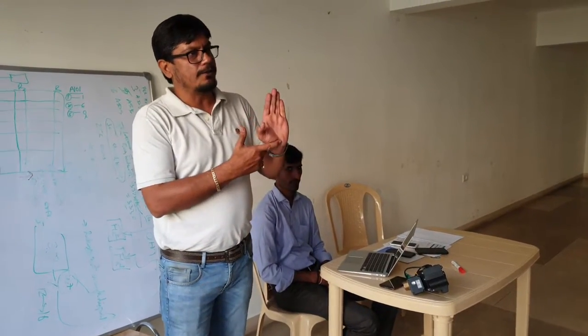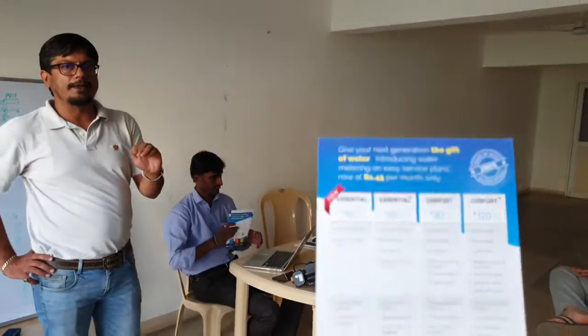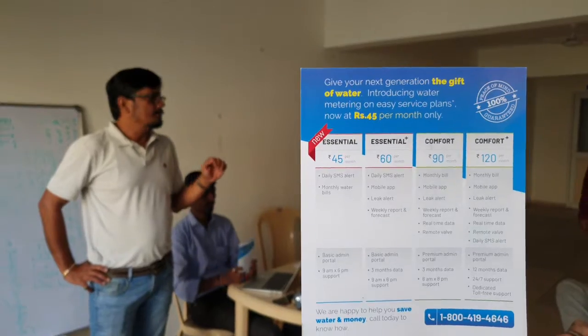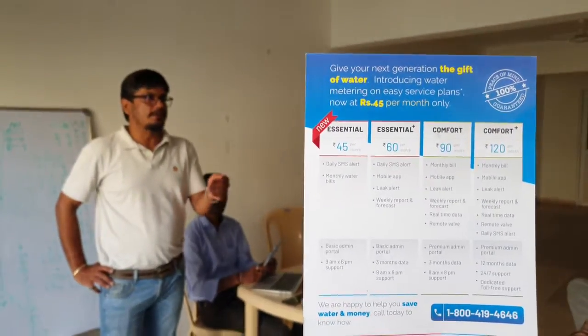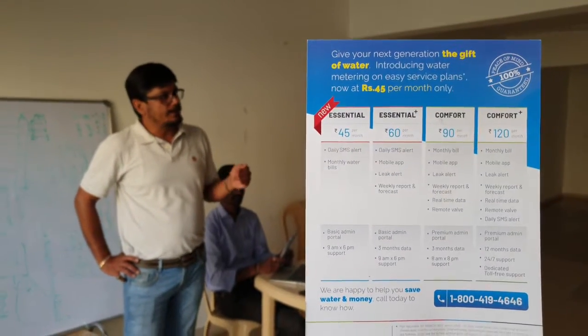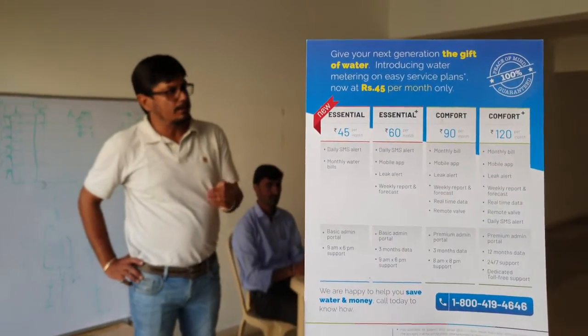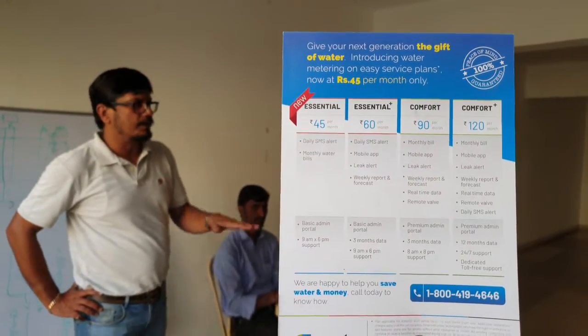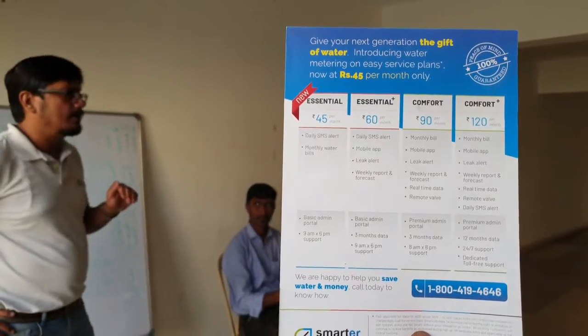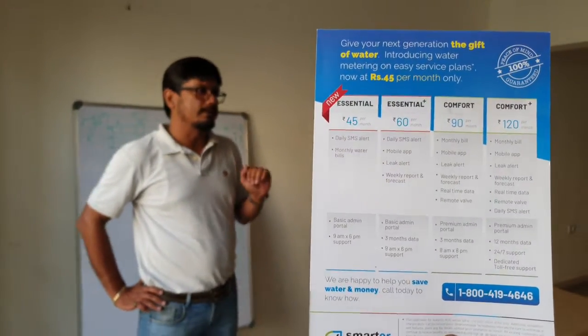Now if you refer to the smaller brochure, there are 4 services plans being offered to you, starting from 45 rupees a meter a month, 60 rupees, 90 rupees, and 120 rupees a meter a month plus tax. Each plan offers a different set of services. In the 45 rupees plan, you get a daily SMS of your consumption and monthly bills. In the 60 rupees plan, it's mobile app, live data, leak alert. In the 90 rupees plan, it's mobile app, live data, leak alert plus control. You can also shut down the water supply of your house. And 120 is also controlled but with more value-added services.